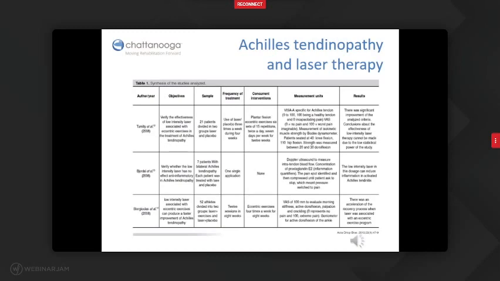Let's look at some studies. First, Tumilty has shown in a randomized controlled trial that adding laser 2 times a week during 4 weeks to eccentric training improves the healing process. Second, Jordak has shown the anti-inflammatory effect of a single application on Achilles tendinitis. Third, Sterjulias, in a protocol design copying that of Tumilty, shows also a positive effect on the healing process.